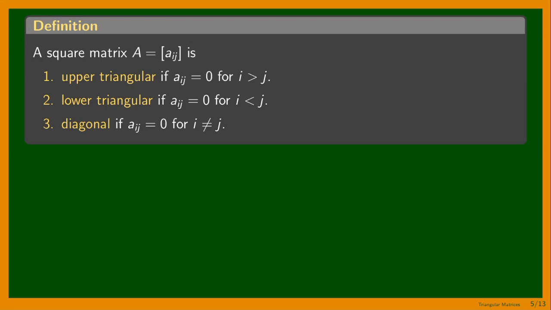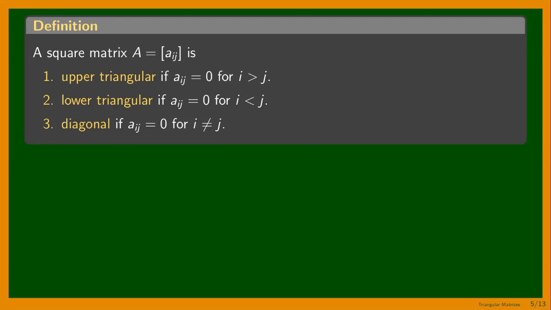Lower triangular if the ij entry of A is 0 for all ij where i is less than j. Finally, we say that A is diagonal, or is a diagonal matrix, if the ij entry of A is 0 for all ij where i is not equal to j.